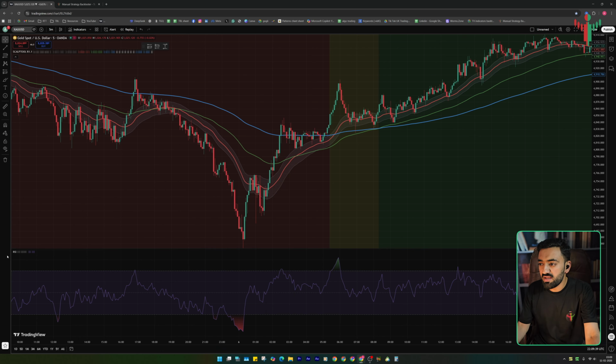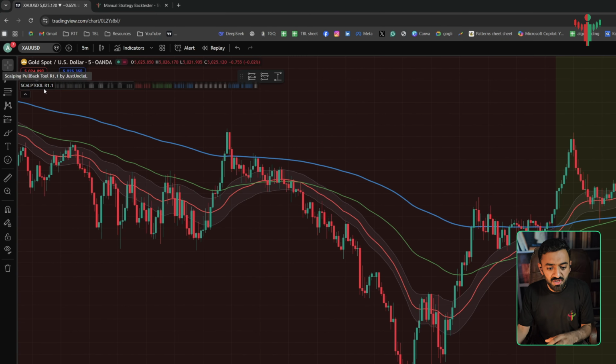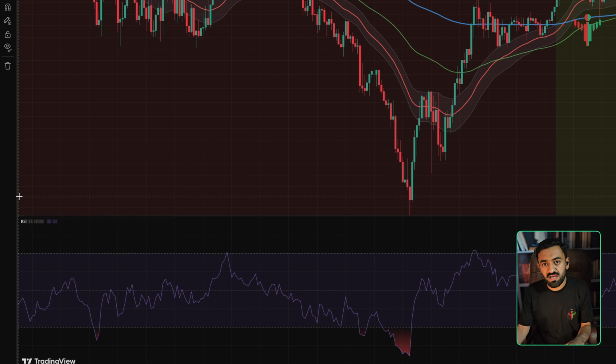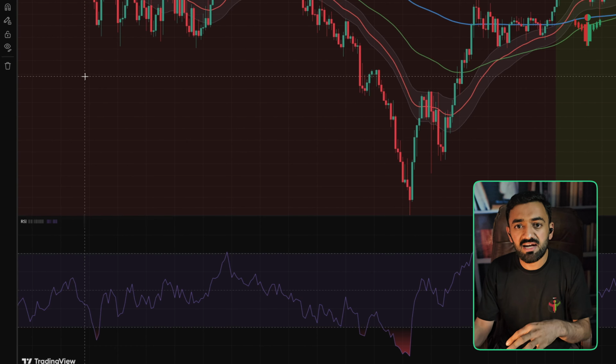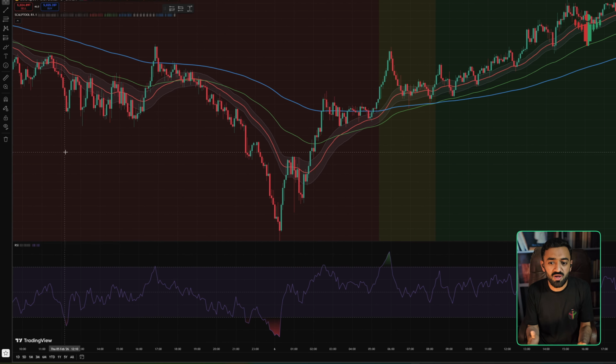Let's move to my screen, and here you can see I have applied these two indicators, the Scalp Tool 1.1 and the RSI. I will show you the exact settings at the end of this video. So first let me show you exactly when to open a buy and when to open a sell.